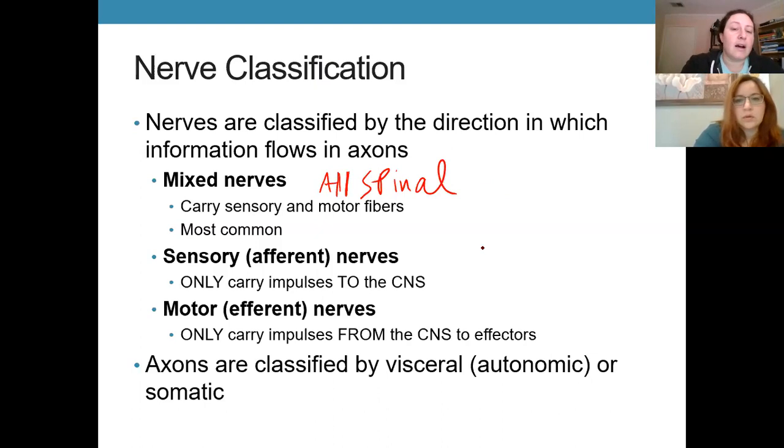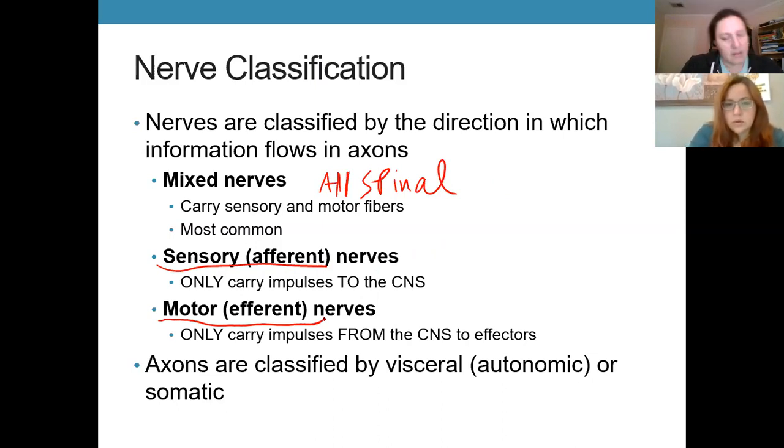And I'm not going to spend a lot of time dwelling on this particular concept because almost all nerves are mixed. But when we get to the cranial nerves, we'll see that it's possible to have a purely sensory nerve, so one that's only sending sensory information back to the CNS. So we call these sensory or afferent nerves. And we can have purely motor nerves as well, or efferent nerves, where they're only carrying information from the CNS to effectors.